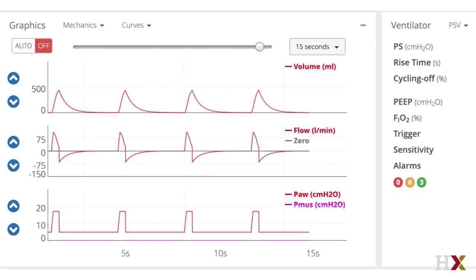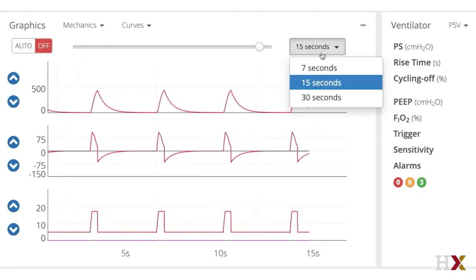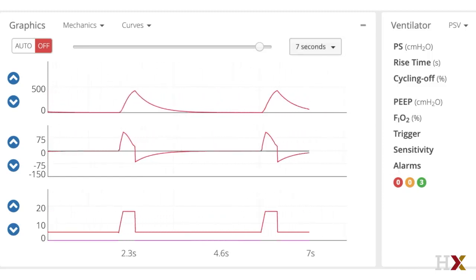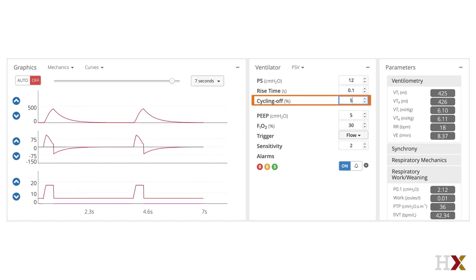So let's see what happens when we change this. First, let's change the scale so that it's more clear where it's cycling off, which you can see there. Now I'm going to increase the cycle off % to 50%.